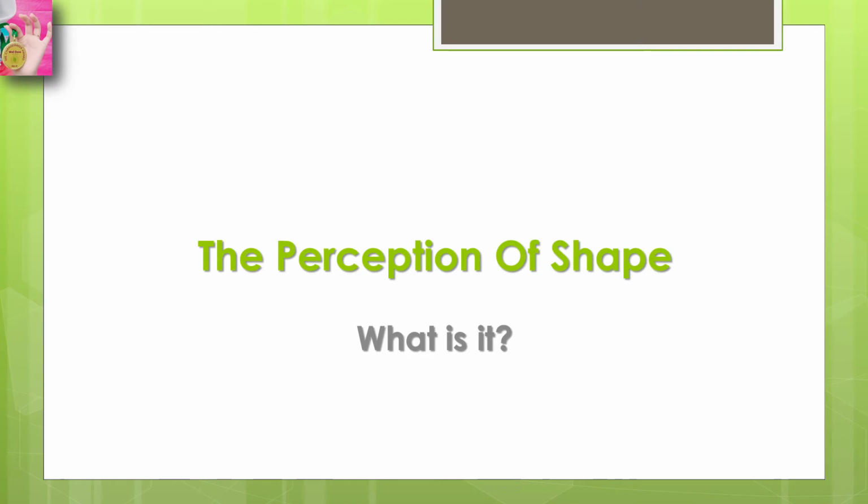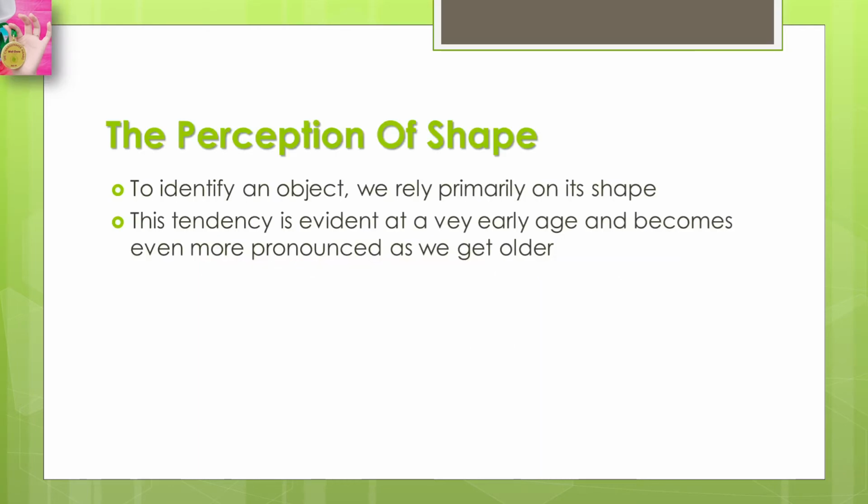Now, under the topic of perception of shape, the question is: what is it? When you see something, you first notice its shape, and the first question that appears in your mind is, what is it? To identify an object, we rely primarily on its shape. What is the figure-ground relationship, what is its significance, and what perceptual principles do we follow in determining figure-ground relationship? We will answer all those questions in this video.